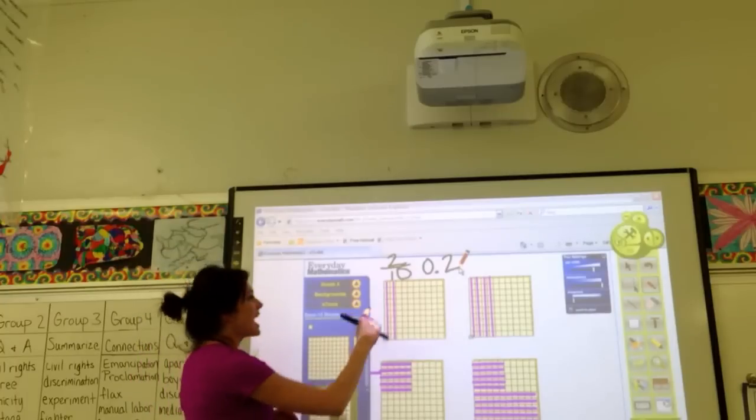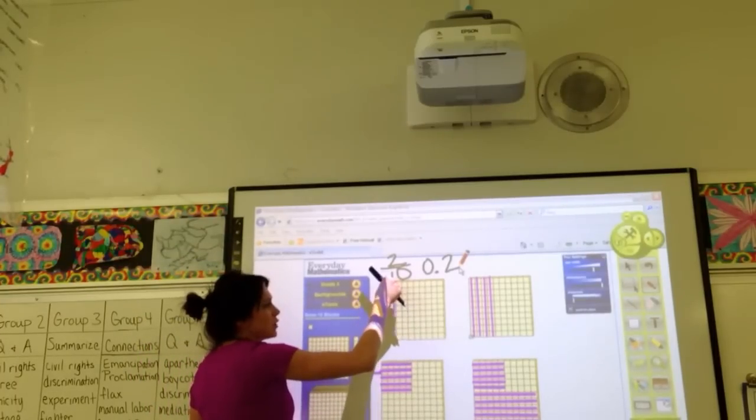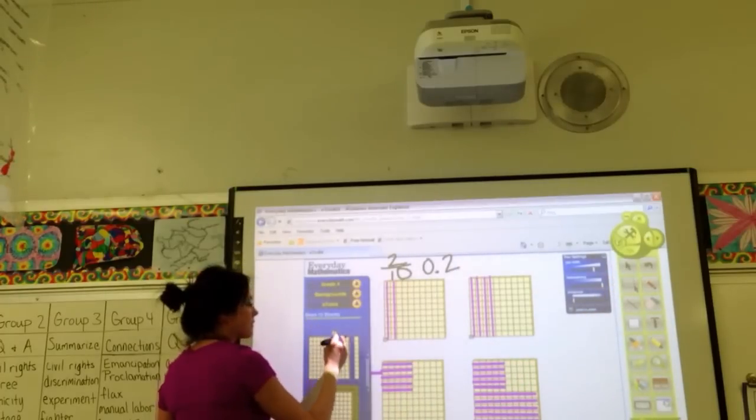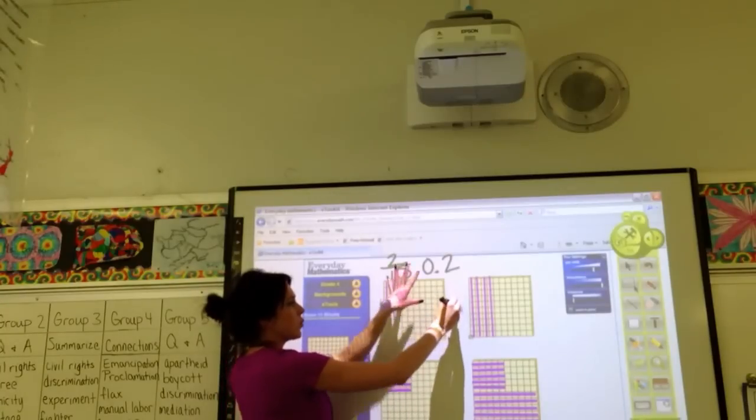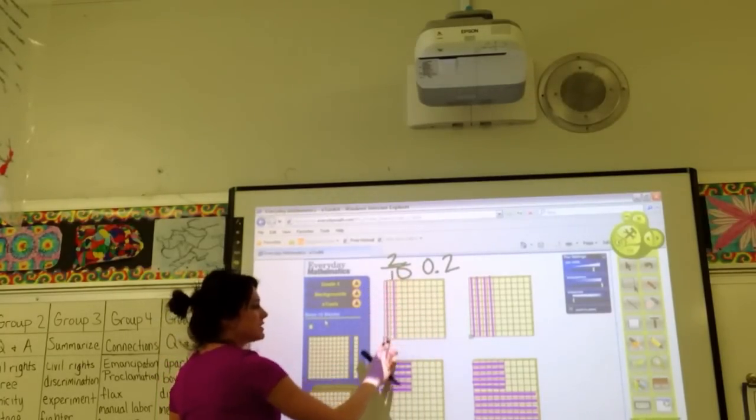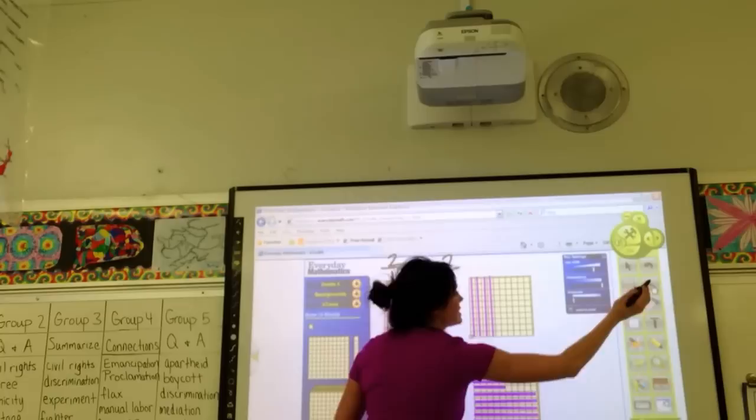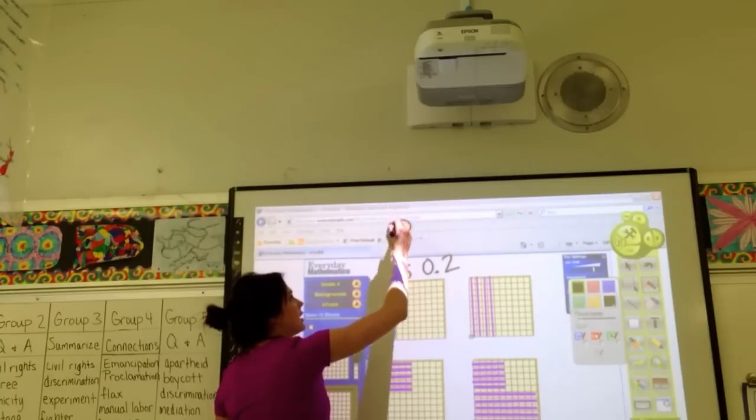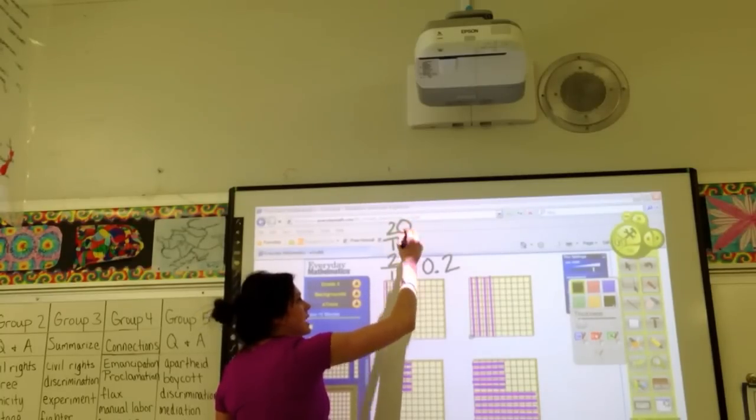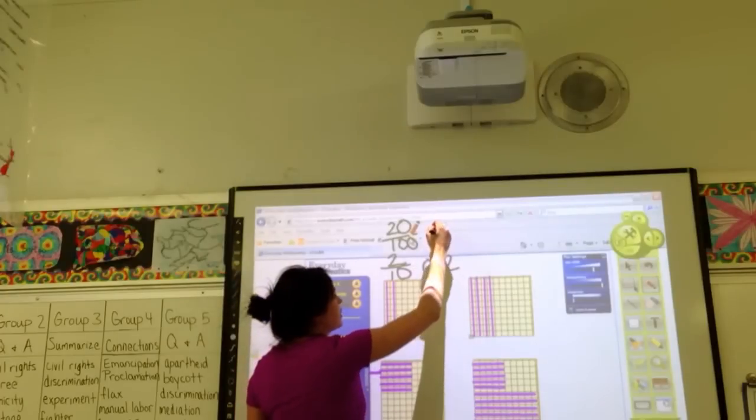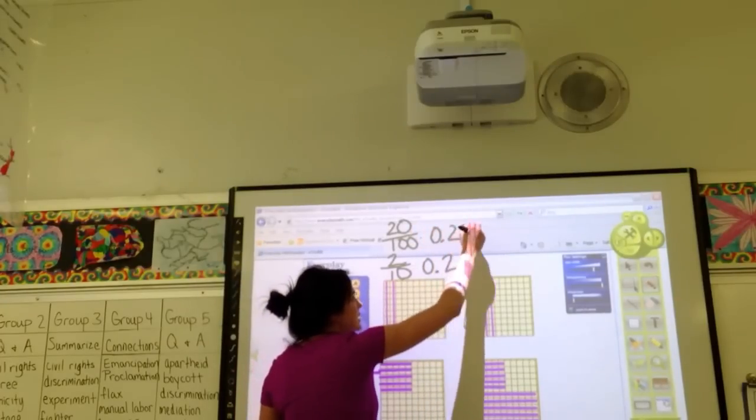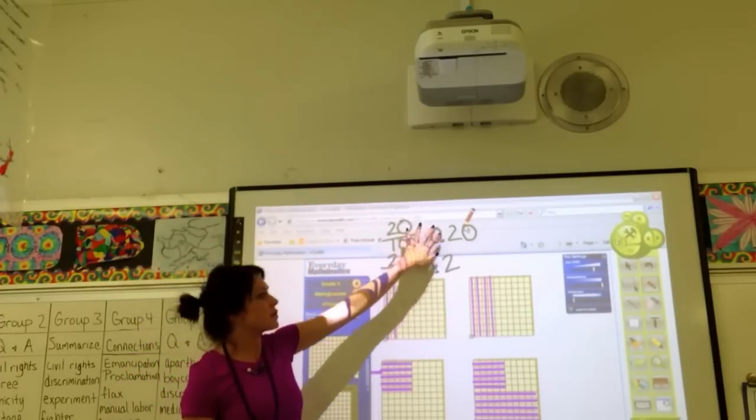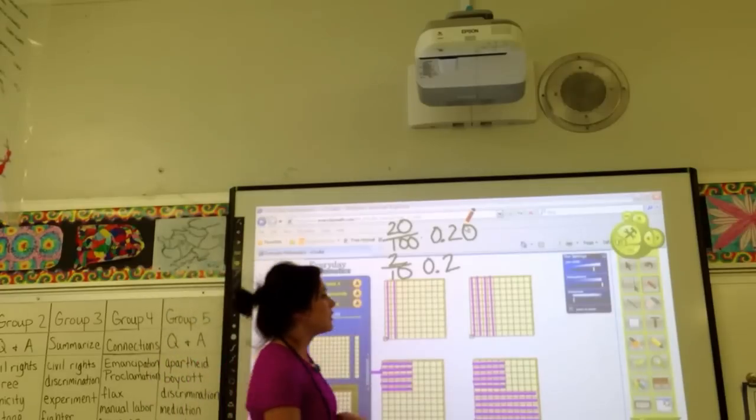Putting my 2 in the tenths place. Another way to write this is that I have 20 single cubes. There are 100 of these single cubes in one flat. So right now I've got 20 single cubes shaded in. So that means that I have 2 tenths, or I could write it as 20 hundredths. And 20 hundredths, written as a decimal, is just 0.20. These are the same things, 20 hundredths and 2 tenths. So I could write this either way. All right, let's move on to the next one.